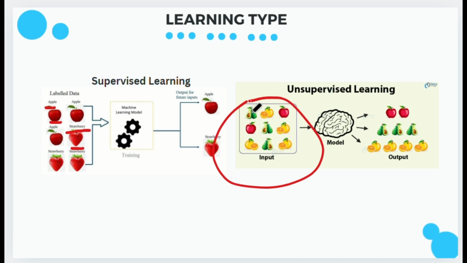If I give an example, think of a student without a teacher. The student only gets questions but no answers. They try to find patterns on their own, like grouping similar things. This is unsupervised learning, where the computer, or the model, only gets data without answers and organizes it.